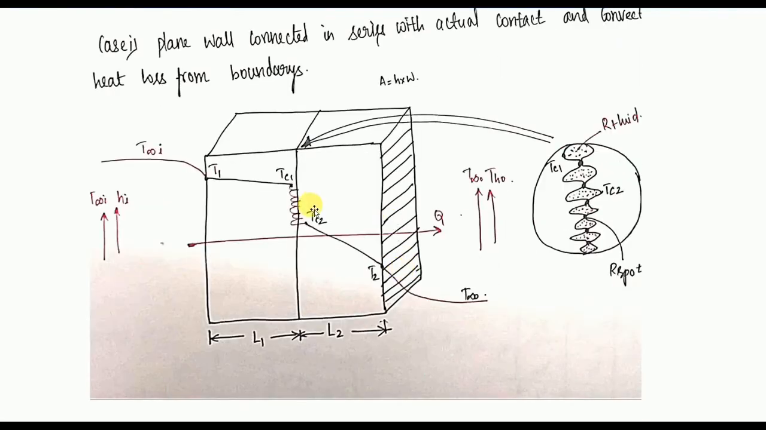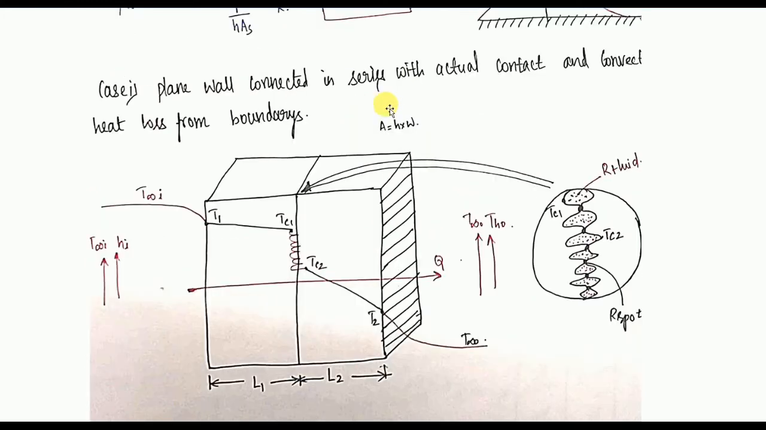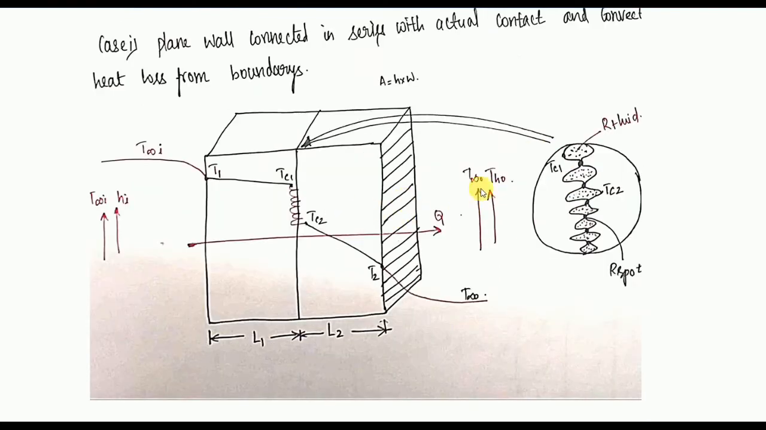And now this is parallel, with actual contact. And this is convective heat loss from the boundaries, not convection alone. Please make sure it is convective heat loss from the boundaries. That is what it means. Convective heat loss means, as you already know, if air is blowing over a hot surface, the air will carry the entire heat. So that is termed convection.